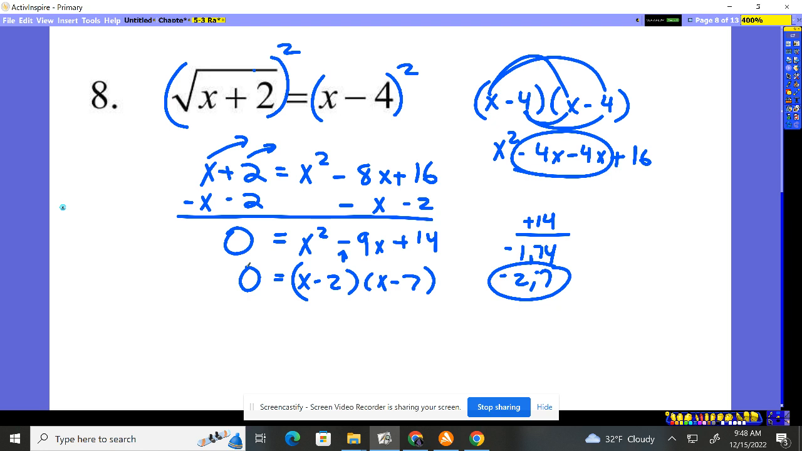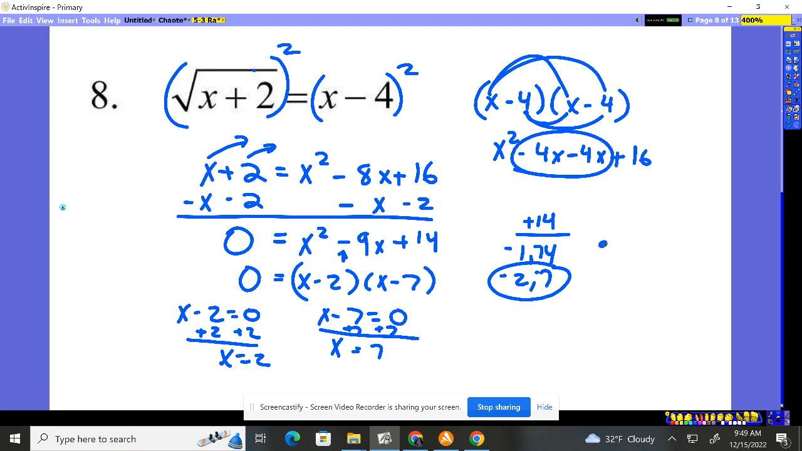So now I have two things multiplied together equals 0. That means one of those pieces must be a 0. So we have x minus 2 must be 0, or maybe it's the x minus 7 that's a 0. So let's solve here. I got 2 as one possibility, and I'm going to add 7, and get x is 7 as the other possibility. Now, both of these might work. Only one of them might work.